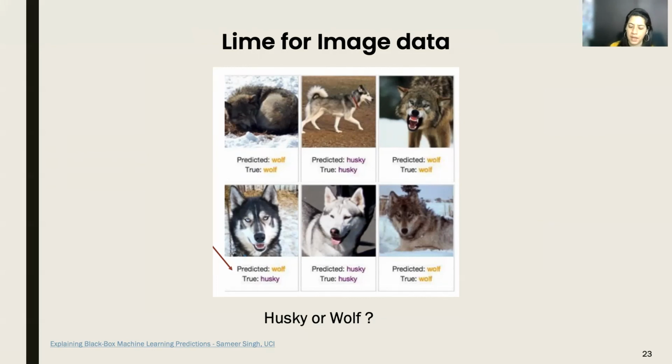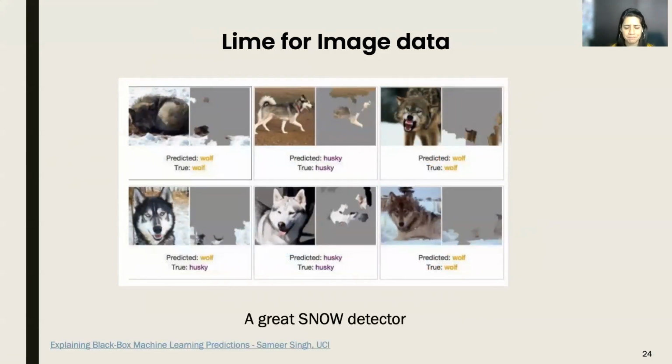So they used LIME. And the shocking result they got was that what the model was looking at was not the animal, but the background of the image, which was snow. Wherever it found snow, it would always predict a wolf, and if it did not find snow, it did not predict wolf. That's because most of the images fed into this classifier had wolves with snow in the background. So it picked up that feature, and it was making predictions based on whether the image had snow or not.